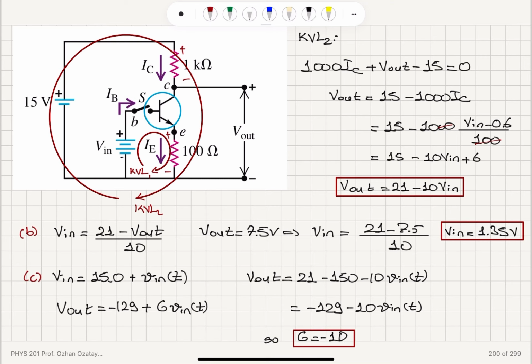If V in has a time dependent part, it's 15 plus V in of t, then I can see from this equation that V out will have a time dependent part. It will be minus 129 minus 10 times V in of t. And V out is minus 129 plus G times V in of t. The gain factor G then should be minus 10.